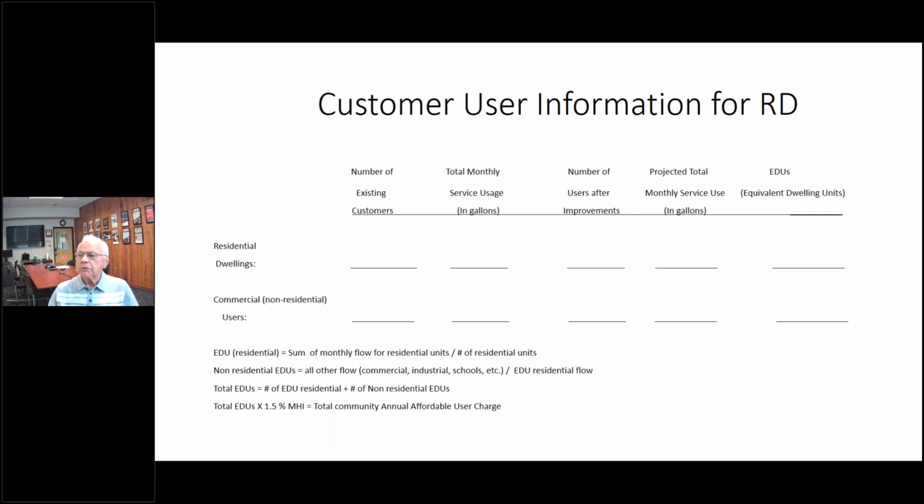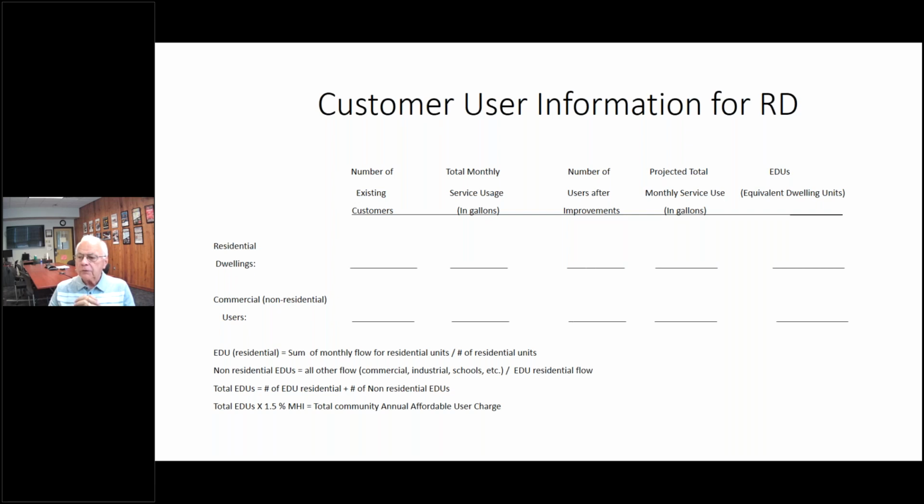The equivalent dwelling unit is calculated by dividing the total monthly flow for all residential units, single-family dwelling units in the community, by the number of residential units. This results in a monthly flow for the average dwelling unit, and this becomes the equivalent dwelling unit flow. The EDU monthly flow is divided into all other monthly flows, commercial, industrial, institutional, to come up with the EDUs related to the non-residential flow. So now the total EDUs for the community are known.